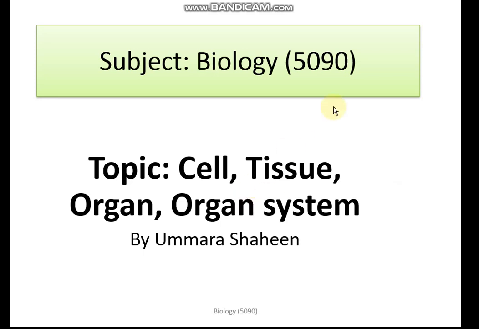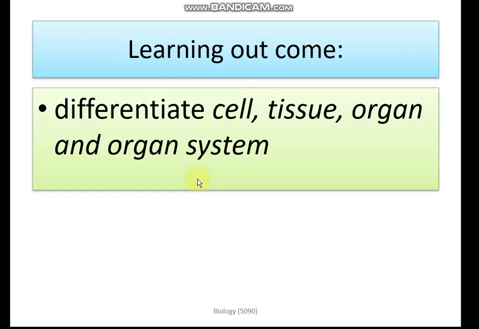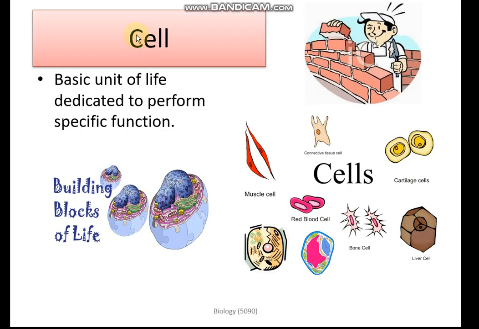Dear students, in our biology syllabus today we will learn about cells, tissues, organs and organ systems. This is the learning outcome. You should be able to differentiate among cell, tissue, organs and organ system. Now starting with the cell. First, the definition of cell.